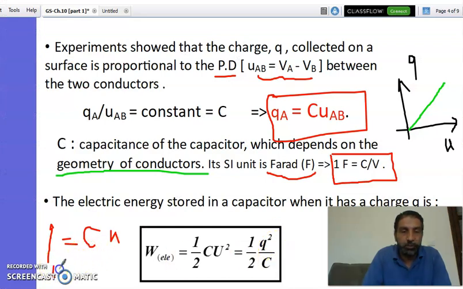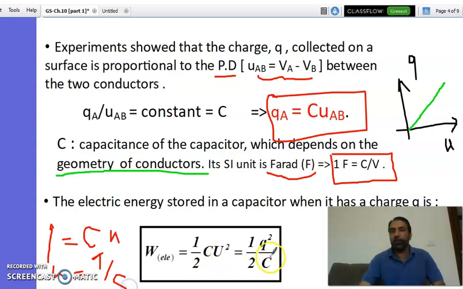Now replace U here, and you get W equal half Q squared over C. Also you can say equal half QU. Okay, half QU. The same. Any problem? Okay.